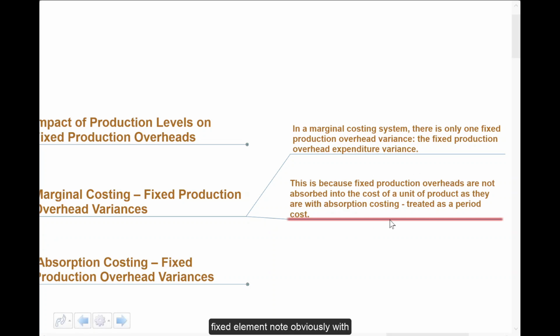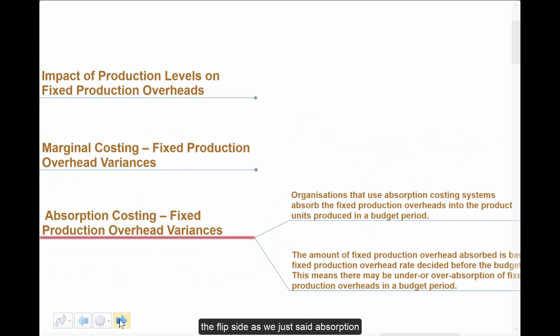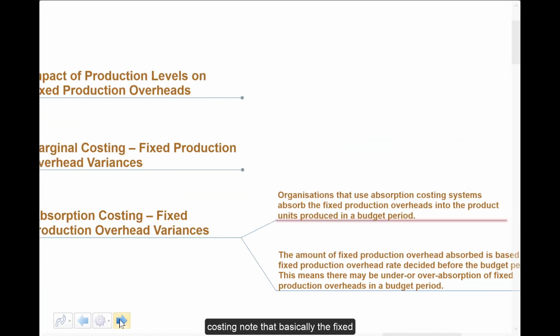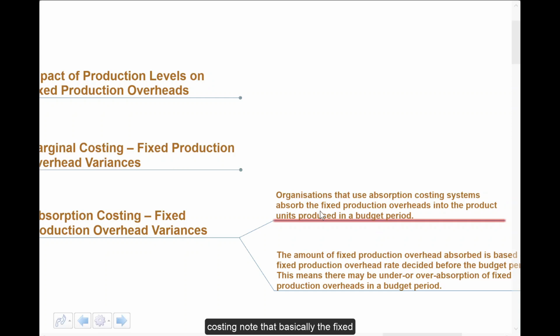Note, obviously, with absorption costing, we're absorbing fixed production overhead into our units. So in essence, this final point here, the fixed production overheads are treated as a period cost. In other words, they're charged to the profit and loss account in a given period. That might be 1 month, it might be a quarter, etc. Now on the flip side, as we just said, with absorption costing, the fixed production overheads are going to be absorbed into units, okay?